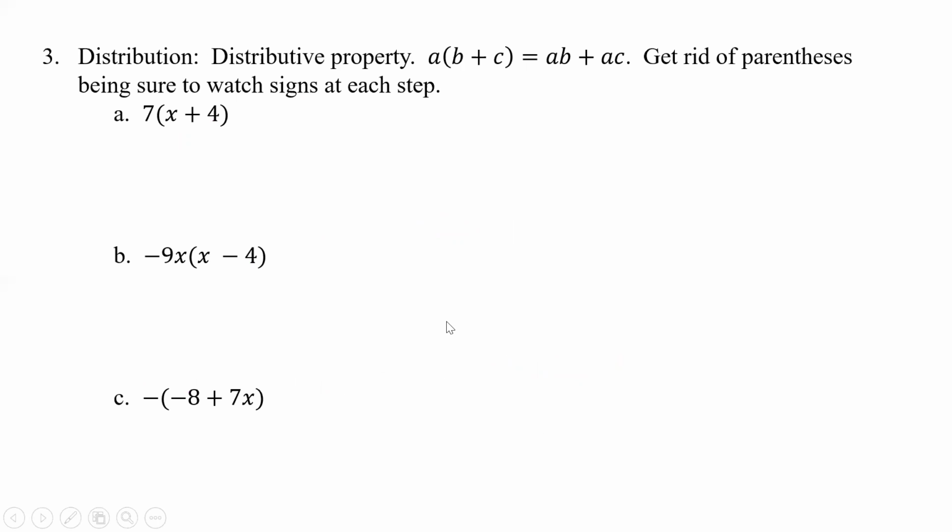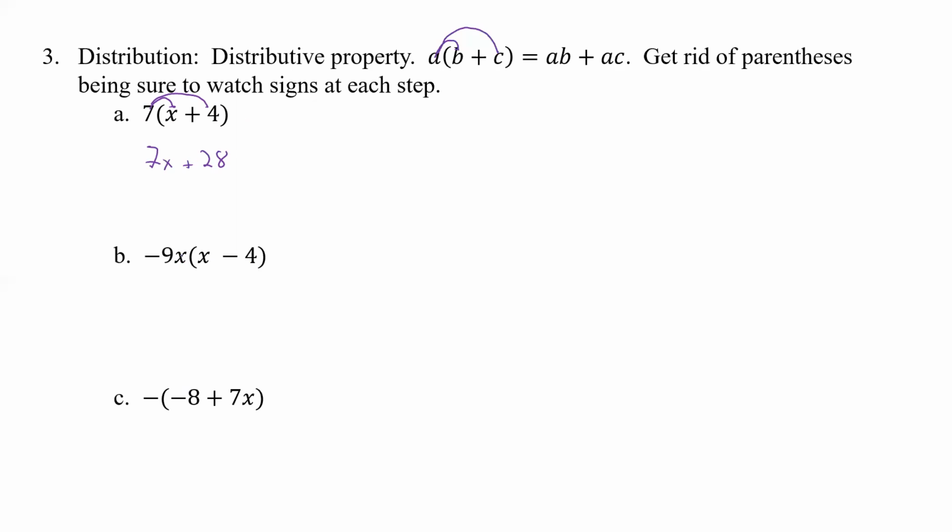Now the third way is we're going to do the distributive property, which basically says we're going to take a times b and then a times c and add them together. So basically we're getting rid of parentheses. And then after that, we're going to see if there's any like terms to add together. We want to be sure to watch signs at each step as well, and just kind of work through it using the distribution. So what I'm going to do is I'm going to take this times this and this times this. So 7 times x is 7x. 7 times 4, 28. There's no like terms, so that means I'm done.